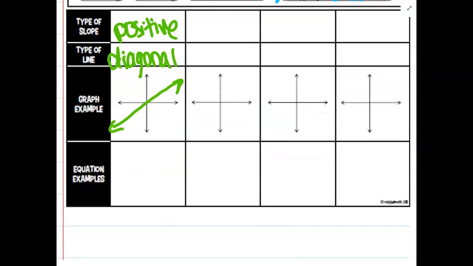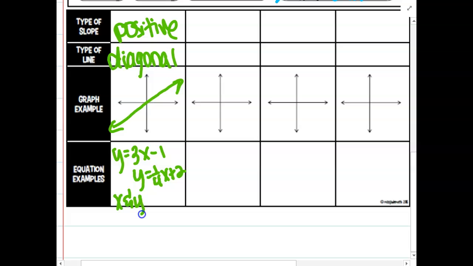So what you're going to see in the equation is that the number in front of x is going to be positive. So it might be something like y equals 3x minus 1. Or maybe y equals 1/4 x plus 2. But the number in front of x is going to be positive. One important thing to notice is these equations have an x and a y. We'll see why that's important whenever we get to these last two. Okay, so we could have a positive slope or we could have a negative slope.